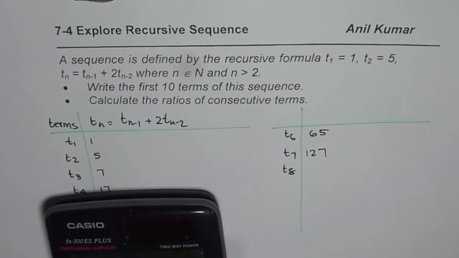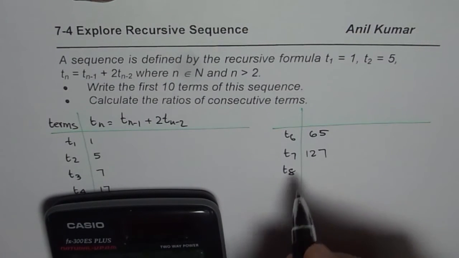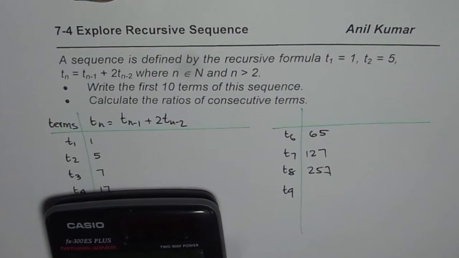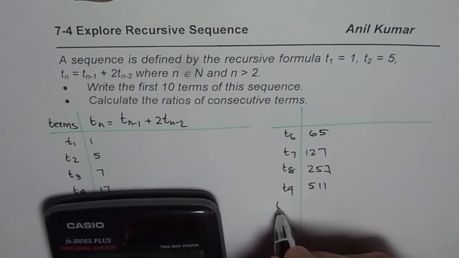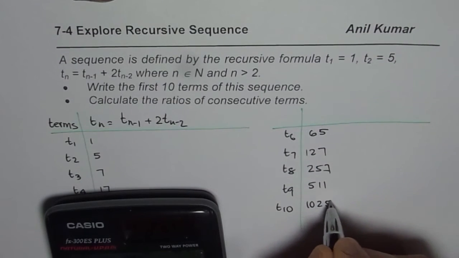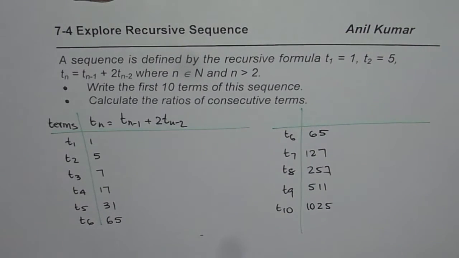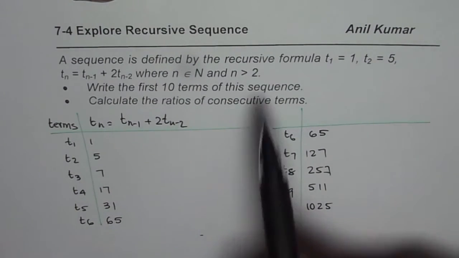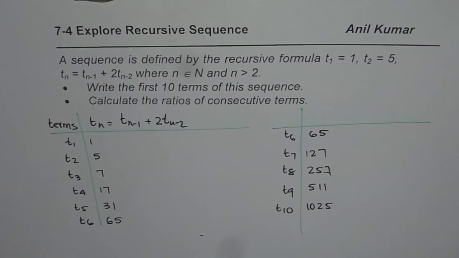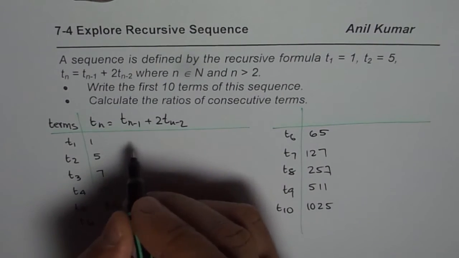And t8 will be 127 plus 2 times 65. That gives us 257. t9 will be 257 plus 2 times 127, 511. And then t10 will be 511 plus 2 times 257. So that gives us 1025 as our last number, right? So we get the sequence first. So we're done with the first 10 terms of this sequence. Remember, add 2 times the previous to previous number, right? Okay, now let's find out the ratios.